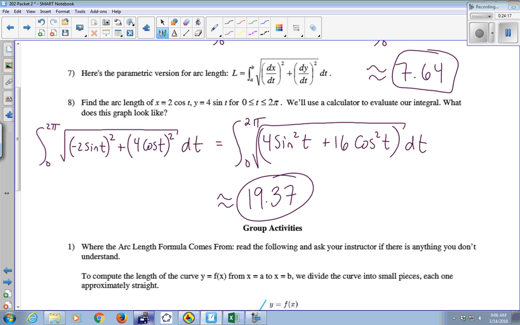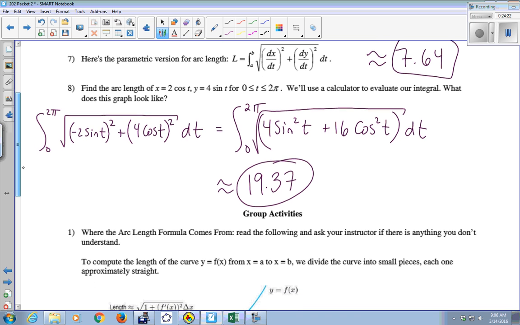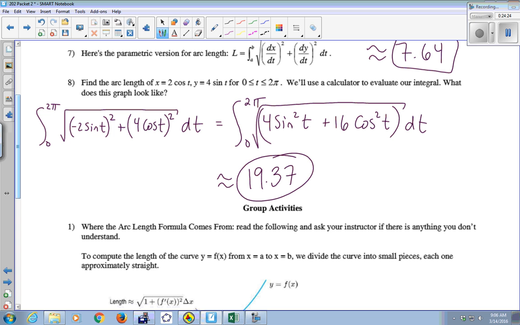All right, so that's it for the demo for today. You're going to practice with some cylindrical shells and with some arc length formula stuff, and I'll be around to answer questions.